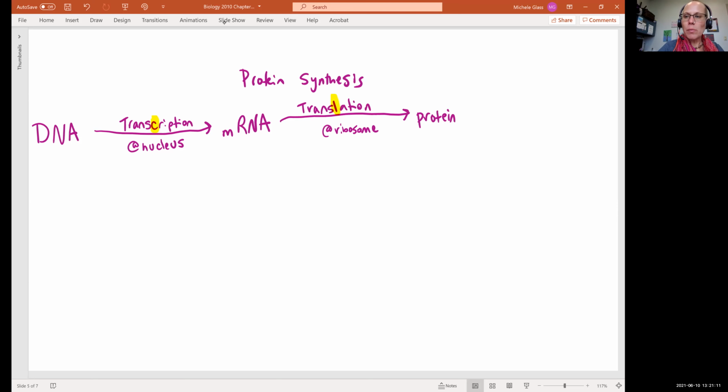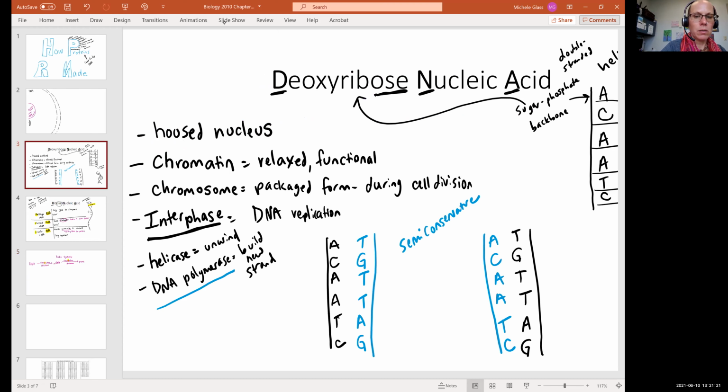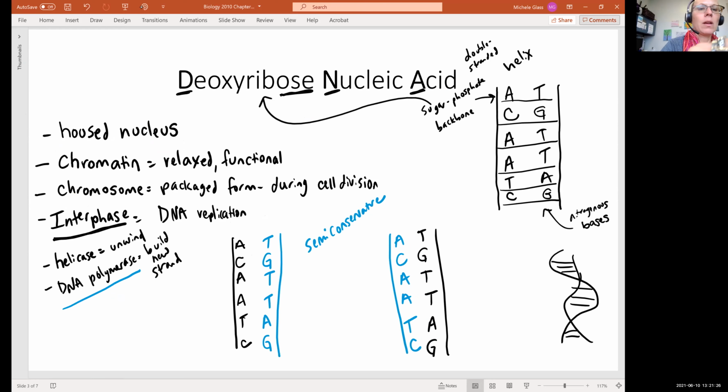Okay. There's a couple other terms I need to introduce before we get into the details of this process. So I actually want to go back to our picture here, our slide on DNA, and I want to define the term gene. So a gene is actually composed of DNA. It's a certain section of the DNA molecule that codes for a protein.